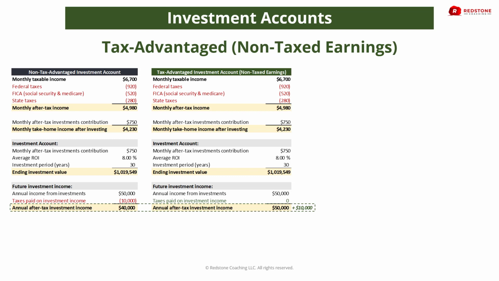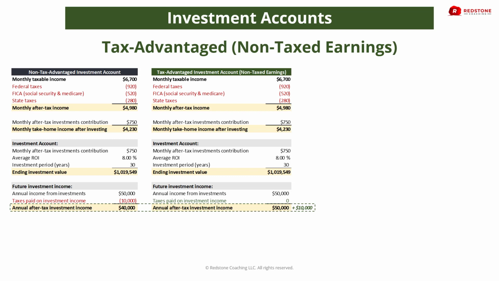So after-tax contributions. Well, you can see here that just like the non-tax advantage, you're paying taxes immediately. So if you earn $6,700, you're going to pay full taxes on that, which means you're bringing home $4,980. You're still contributing after-tax contributions of $750. So that means you're going to be investing $750 for 8% for 30 years.